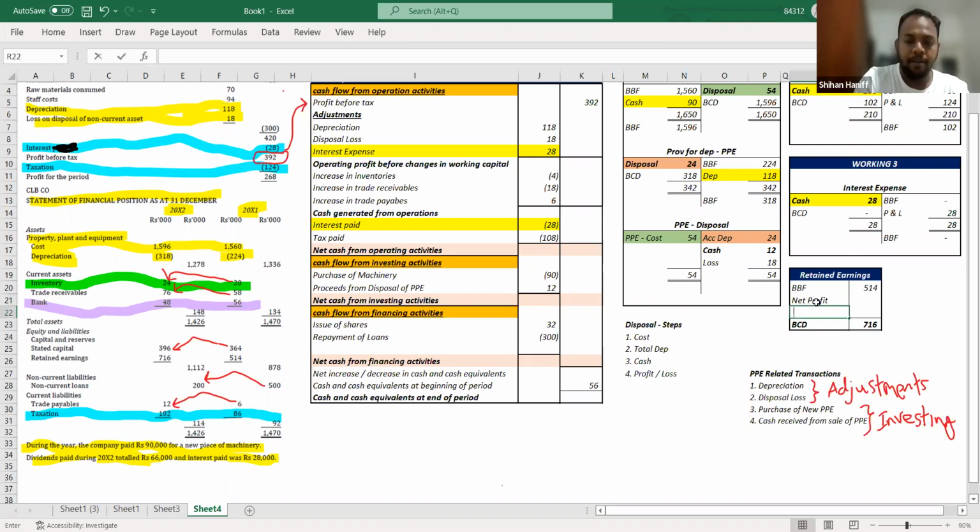And you will have dividend paid. Net profit, profit for the period 268. Right. Can you all find out the dividend paid amount? Closing balance is given. Net profit and the opening balance is given. So the difference is the dividend paid.